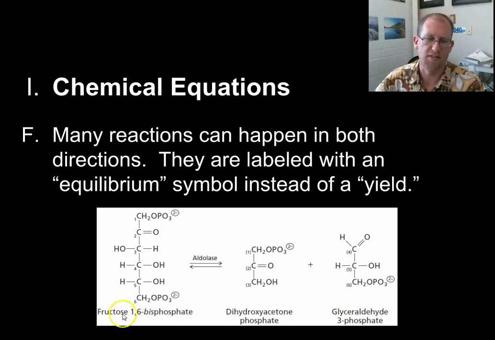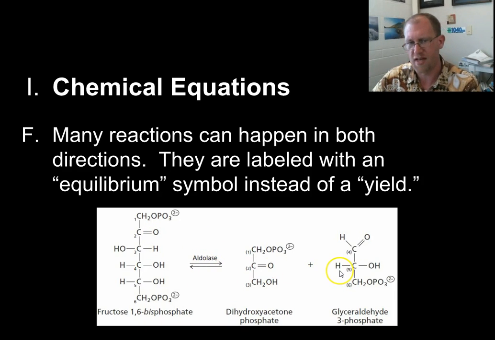So to read this, you would say fructose is in equilibrium with dihydroxyacetone phosphate and glyceraldehyde 3-phosphate. So organic chemistry, don't worry about all the funny names, but this thing is in equilibrium with this and this. This is still the reactant, these are still the products, but sometimes the products can combine and form the reactant again.